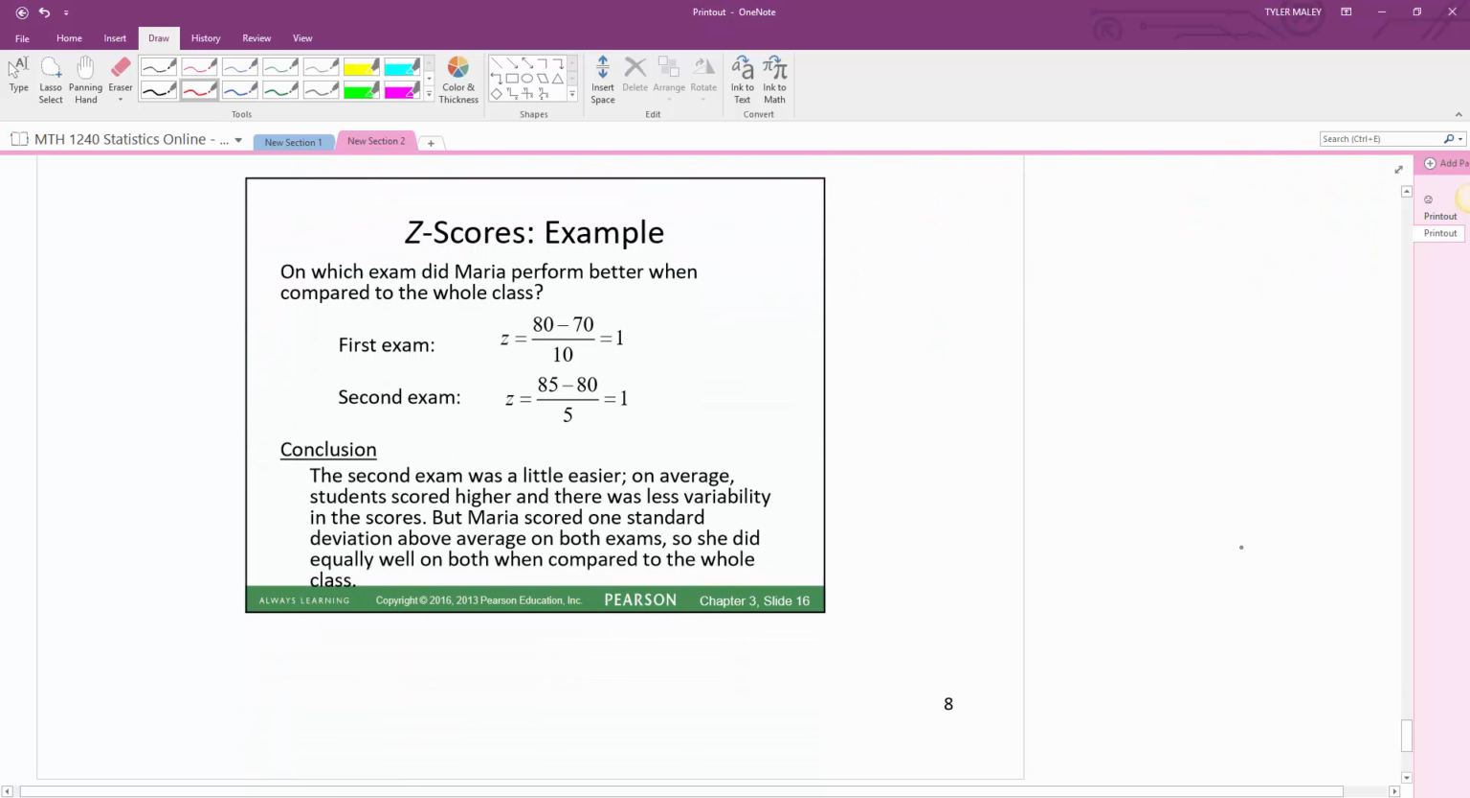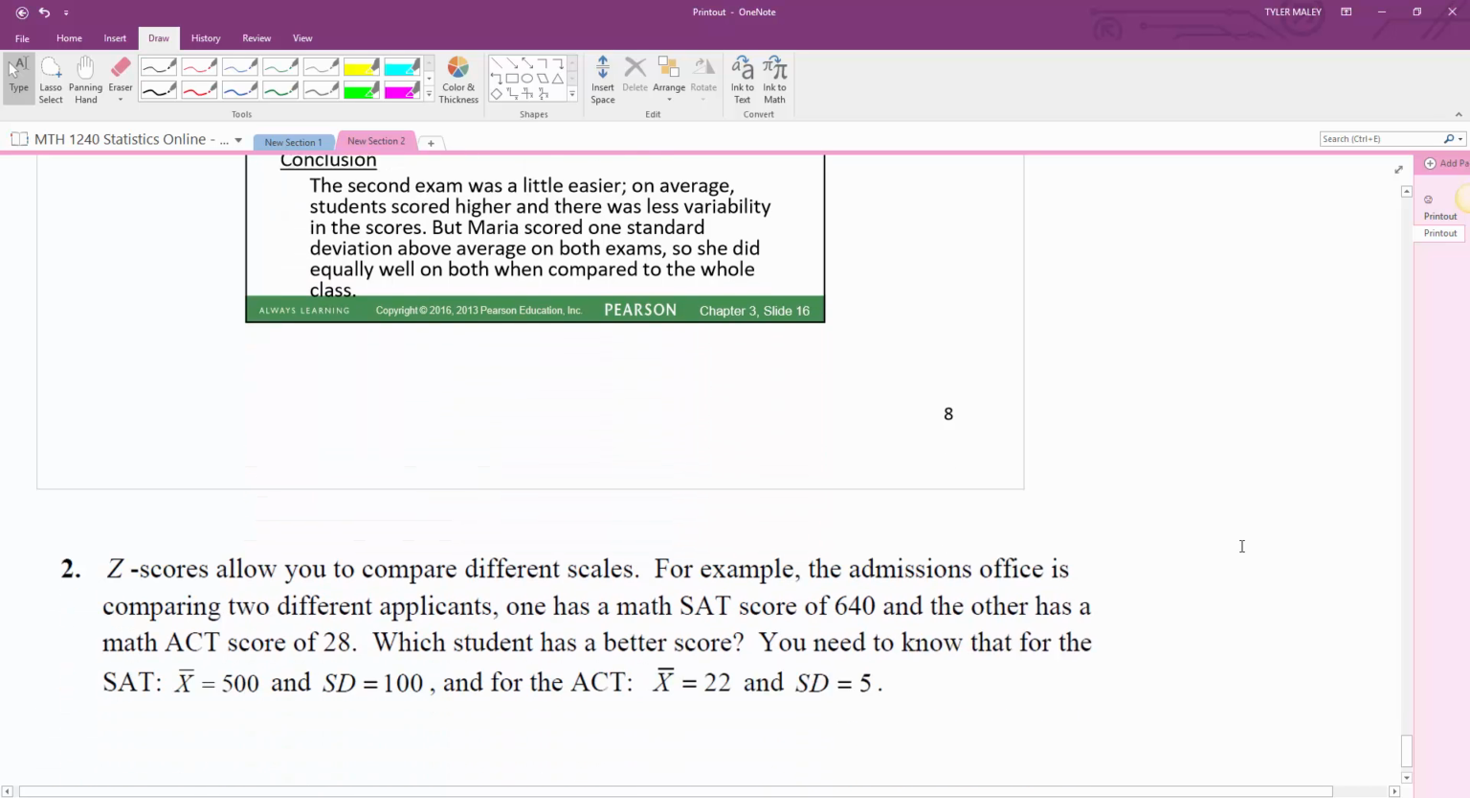So here's the solution. The second exam may have been a little easier, but we're still in the same spot as we were before, right? So equally well when compared to the rest of the class, right?